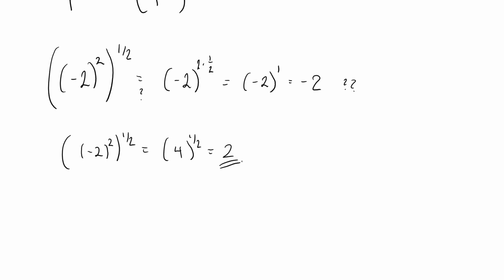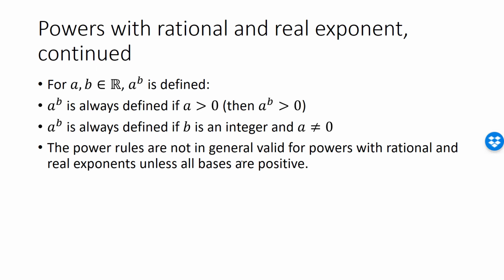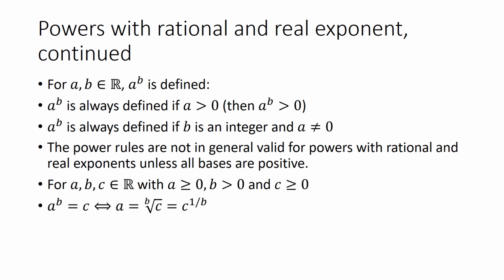There is one important case when all the power rules are valid, even with rational exponents, and that is when all the bases are positive. Having extended powers to allow for real exponents, let's revisit the expression a raised to b is equal to c for the case when all numbers are non-negative and b is not 0. In this case, a raised to b equal to c is true if and only if a is the bth root of c, which is the same as c raised to 1 over b.